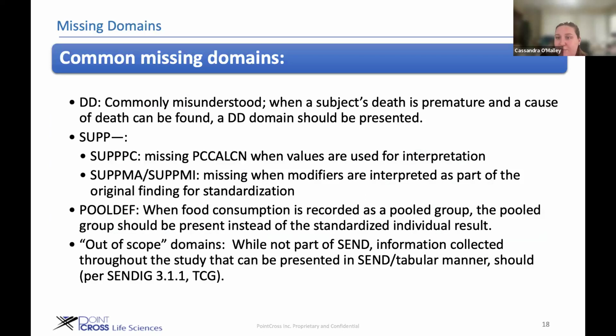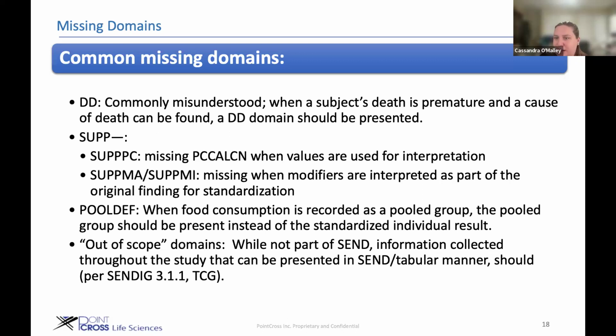We commonly find missing domains. The biggest domain that we find is missing is the DD domain, the death diagnosis records. It's very commonly misunderstood because no one wants to have an unplanned sacrifice or unplanned death throughout a study. When the subject's death is premature and a cause of death can be found, a DD domain should be presented in your dataset.